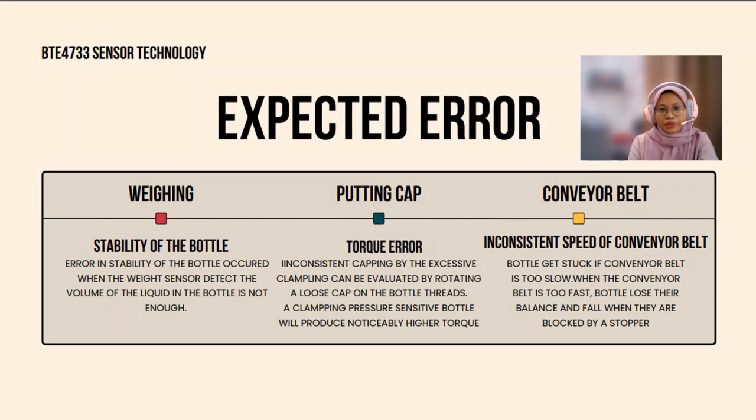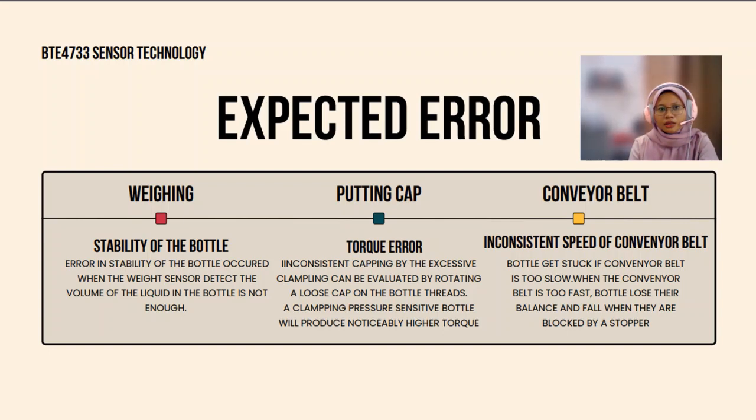In the capping stage, the expected error might occur because of inconsistent capping. The torque error introduced by excessive clamping can be easily evaluated by rotating a loose cap on the bottle thread. A clamping pressure-sensitive bottle will produce noticeably higher torque compared to the torque on a bottle that is clamped with optimized pressure.